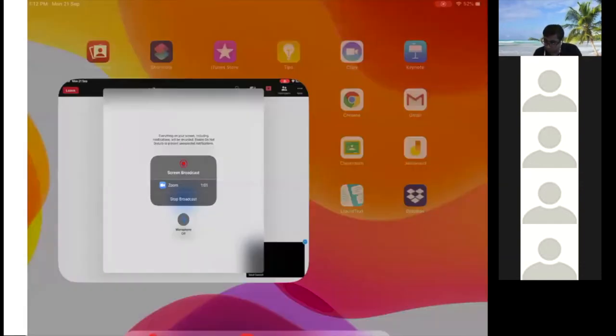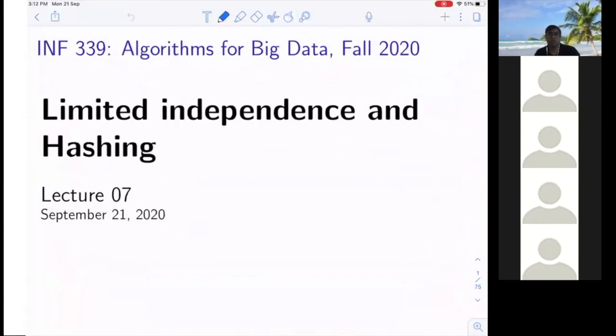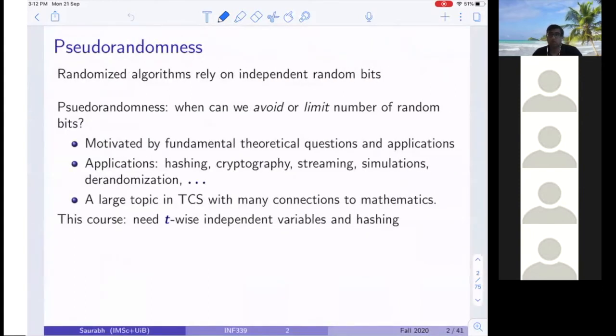Okay. So now we will spend some time on limited independence and hashing, and at least I will teach you the first part of limited independence, because that is very important for the whole course. Randomized algorithms rely on independent random bits. There's a whole literature on how we get these random bits from natural sources or algorithmic sources, but that is not what we'll worry about. In pseudo-randomness, we like to avoid or limit the number of random bits.